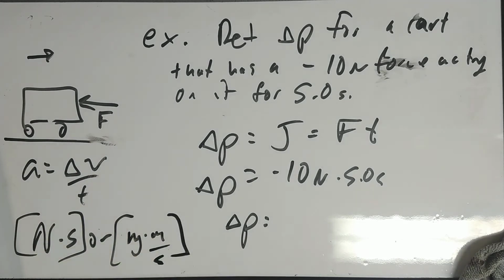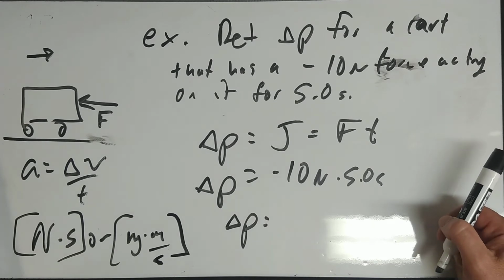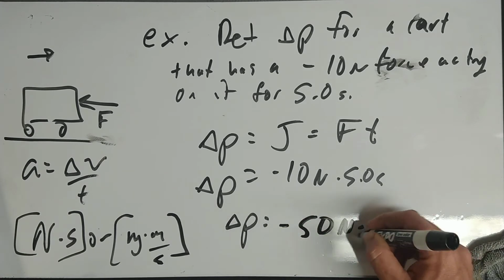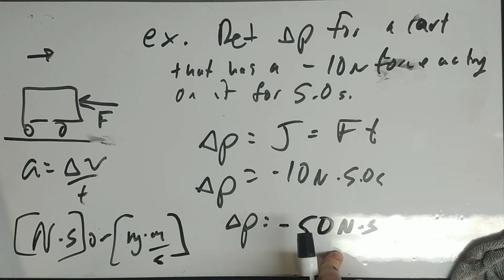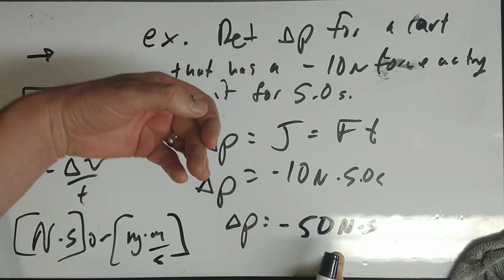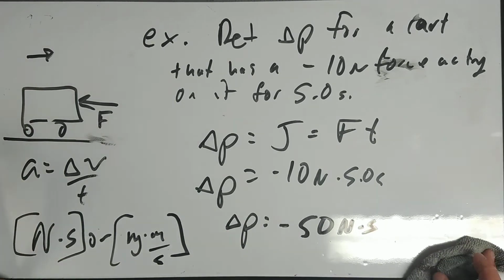I'll put something in the comments of this video on YouTube to try to keep people from stopping before they get to this part and trying to figure out what I did. So we get negative 50 Newton seconds as the change of momentum. That means if the car is moving to the right, it has a positive momentum, it's going to slow down, and lose that momentum as this force acts.